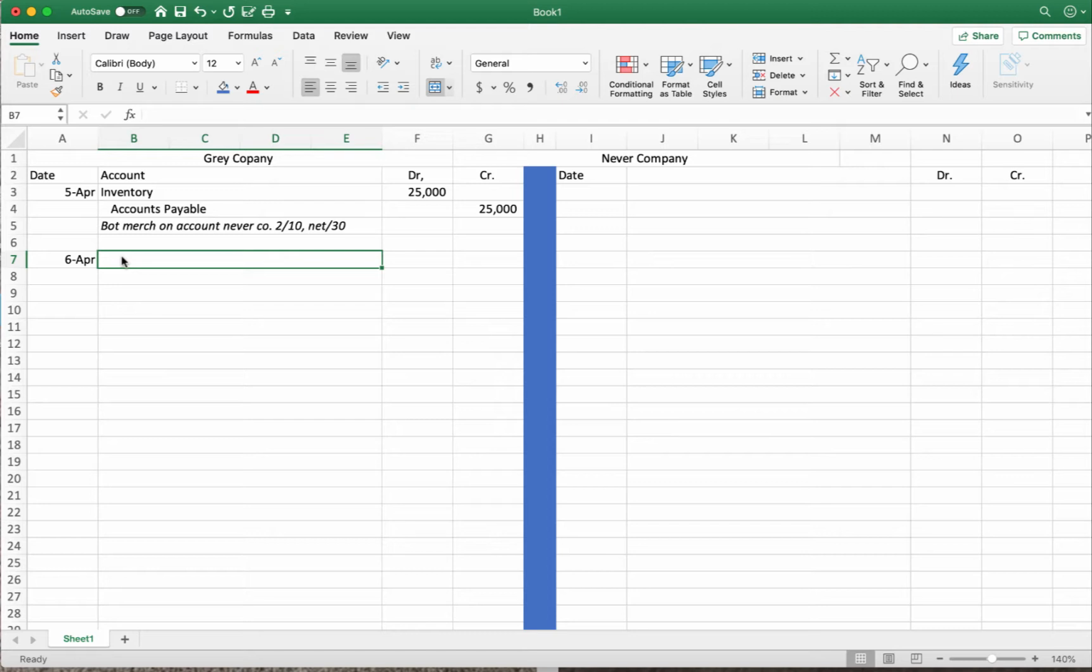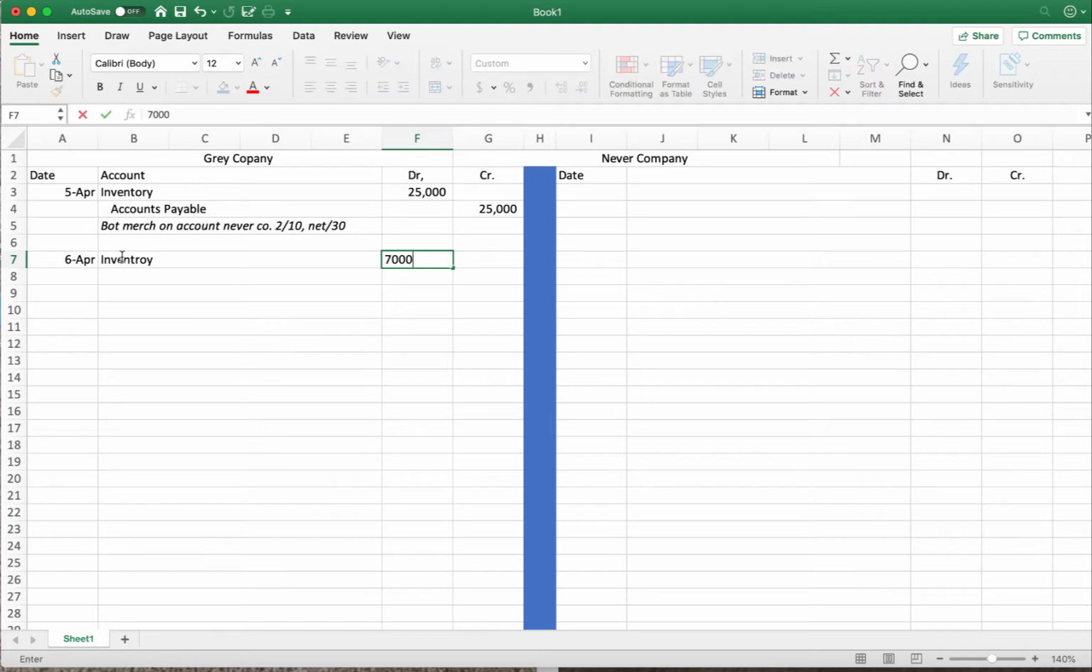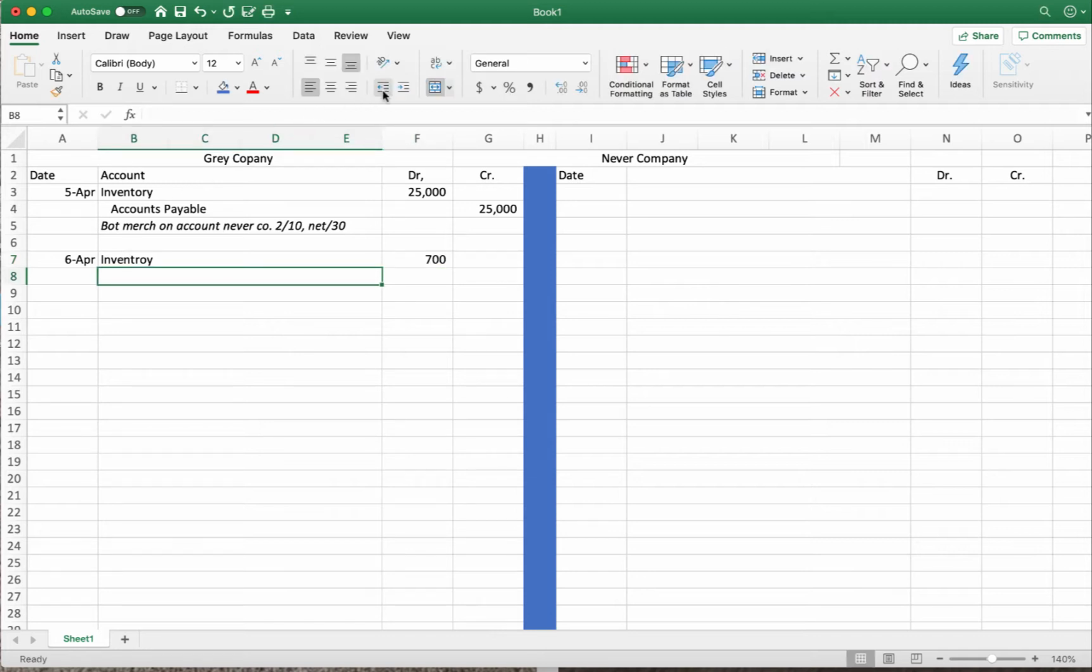Okay? So, obviously, I'm paying my shipping cost. Do not debit shipping expense, credit cash. Do not do that. Okay? What we have to do is reflect that the cost of our inventory is going up because of that shipping cost. I'm going to debit inventory for $700. I'm going to credit cash. Remember, indent. Type in my cash, credit $700.